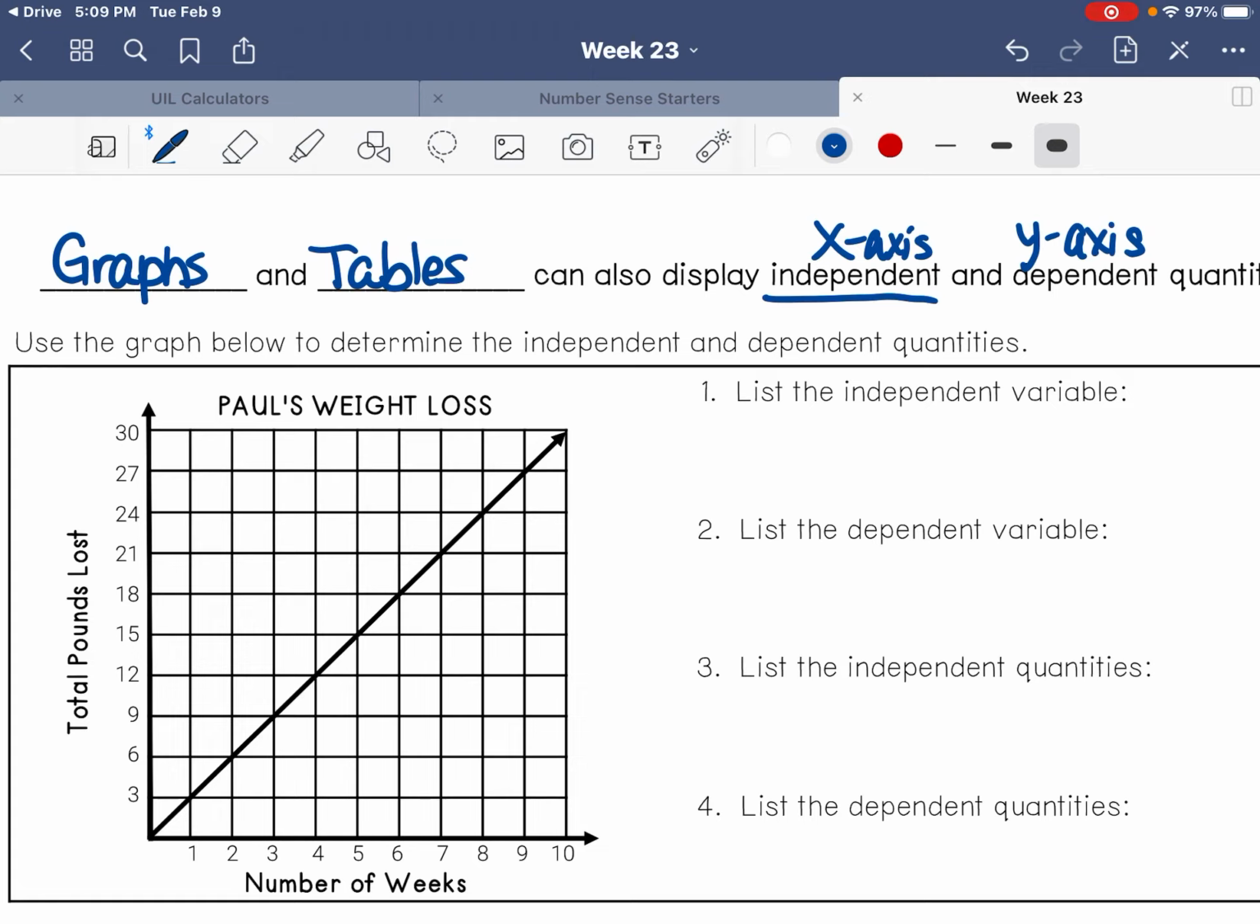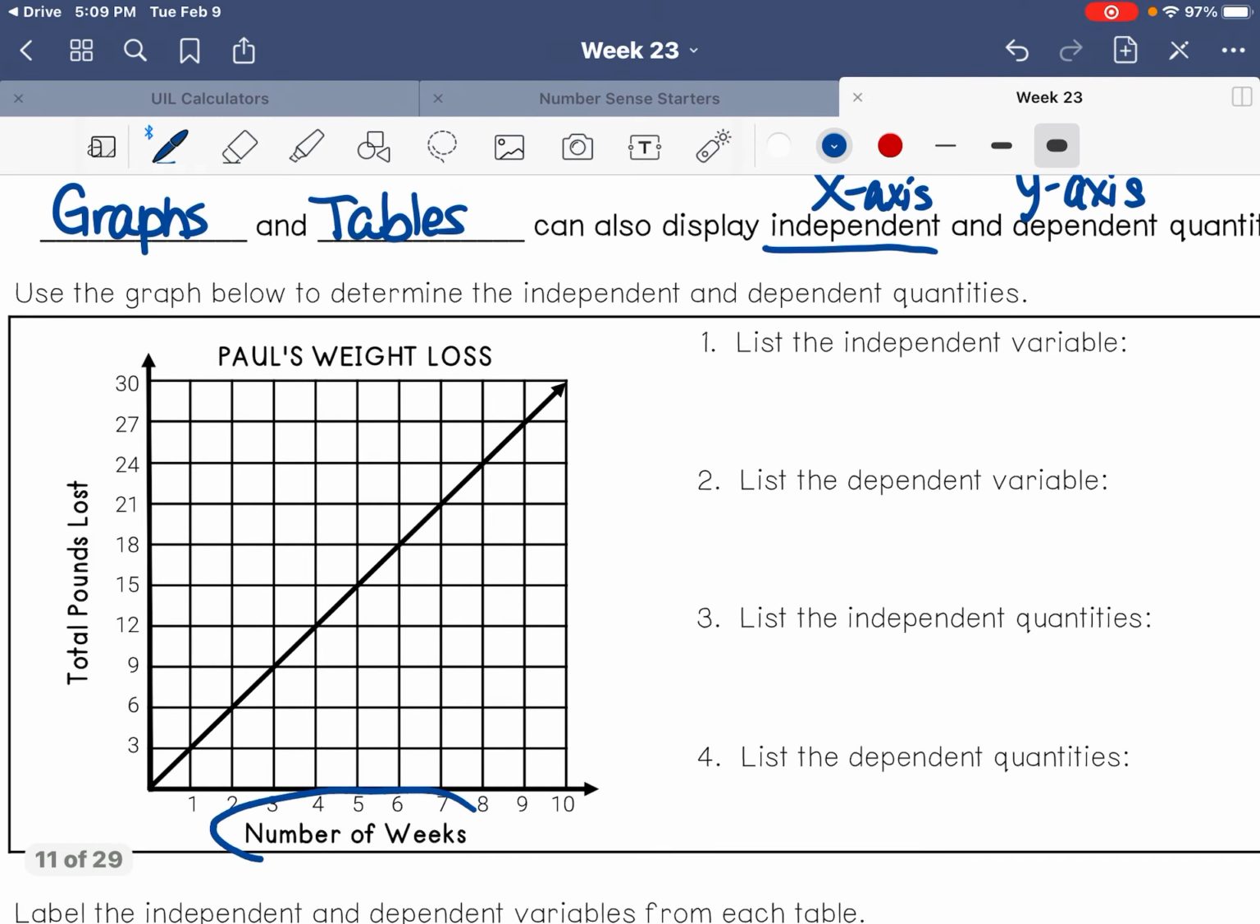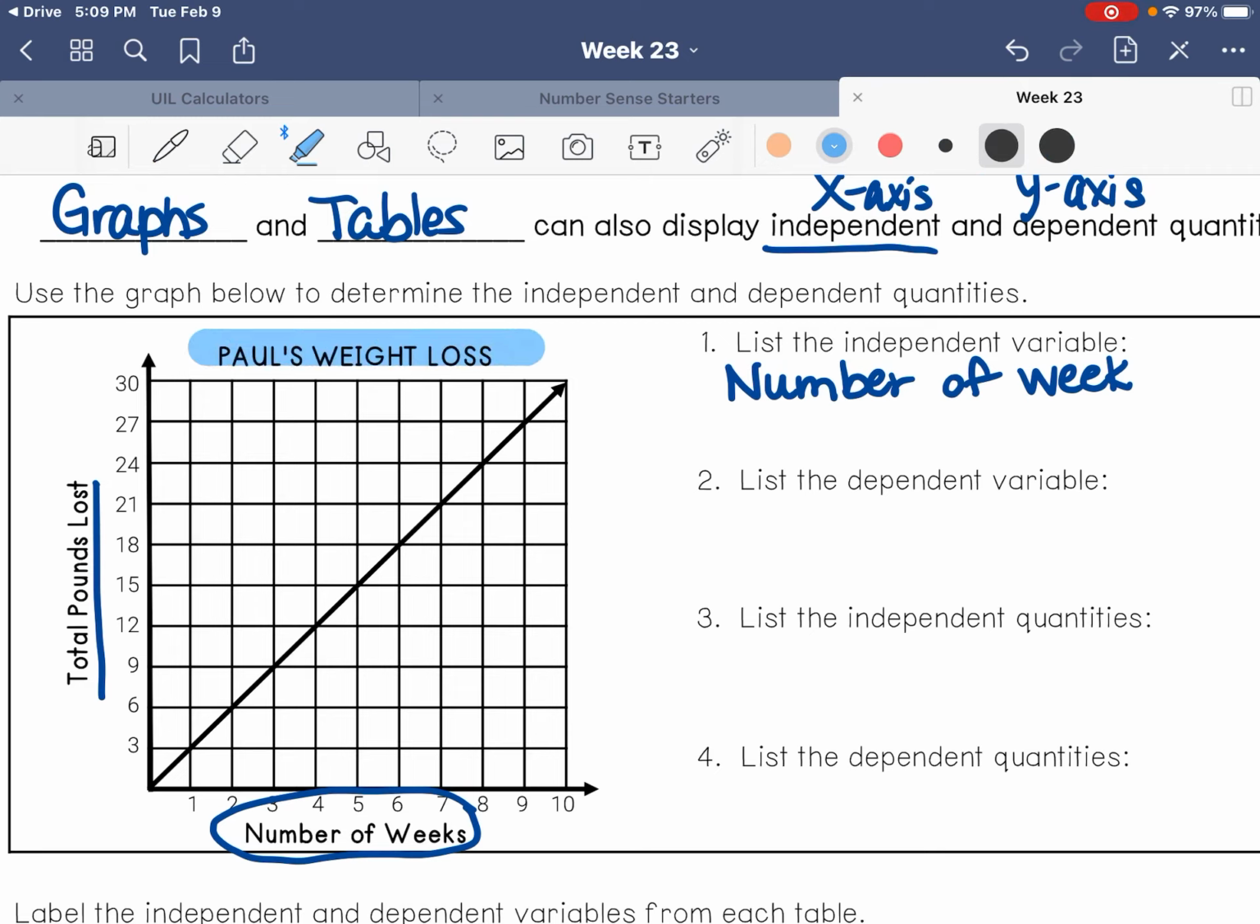And we learned yesterday, let's talk about graphs first. It says, use the graph below to determine the independent and dependent quantities. Number 1 says, list the independent variable. Well, that's the description of the x-axis. So the independent variable is the number of weeks. Sorry, we should have looked at the graph a little bit first. If you look at the graph, it's number of weeks on the bottom, total pounds lost on the y-axis, and then it's labeled Paul's weight loss.